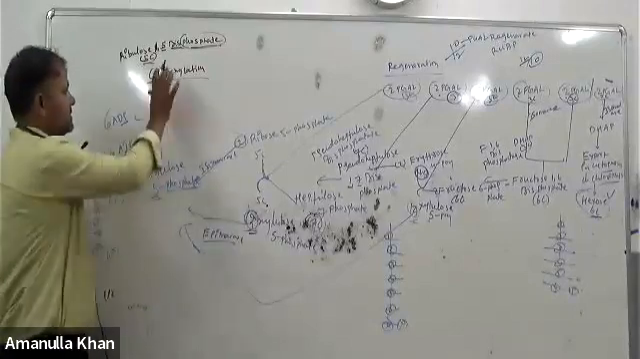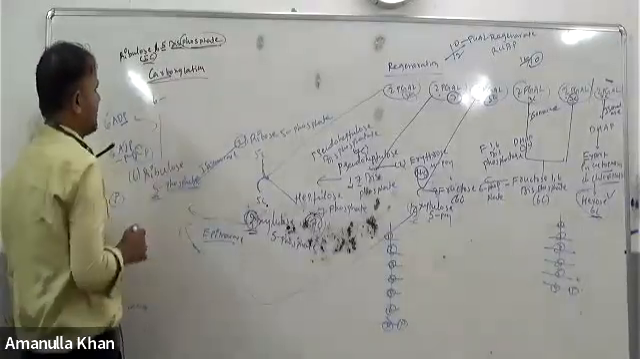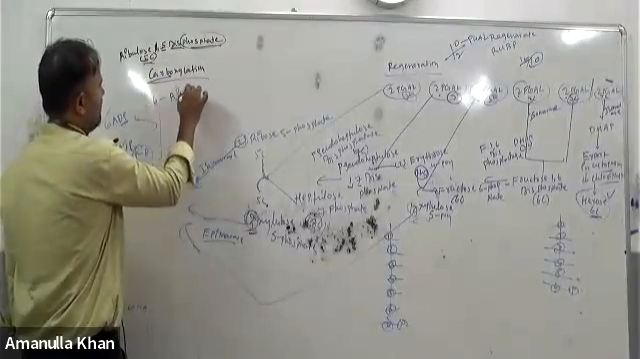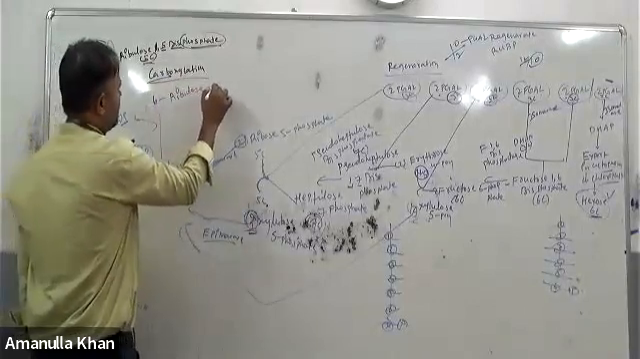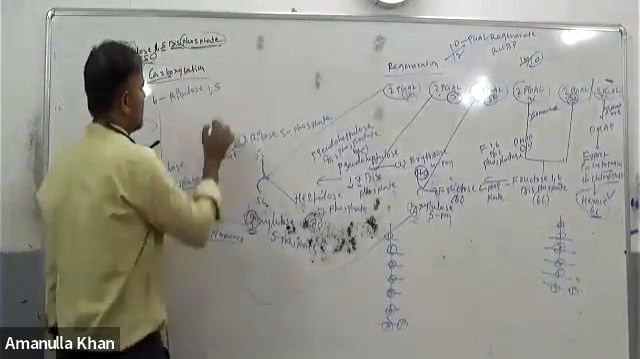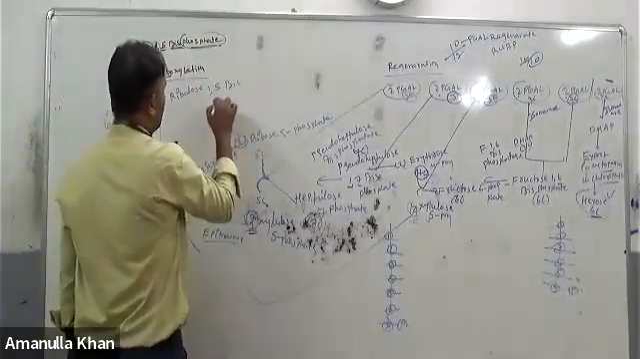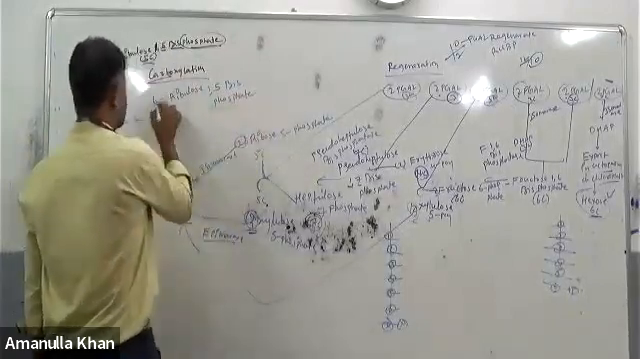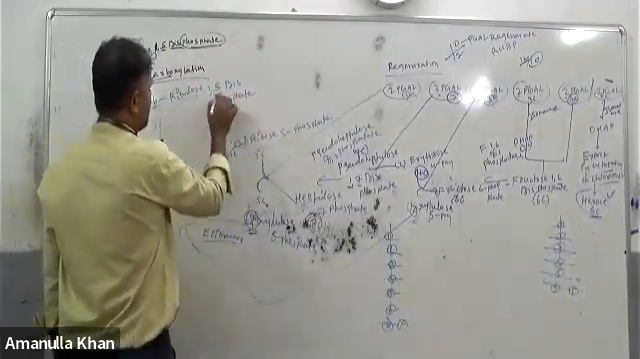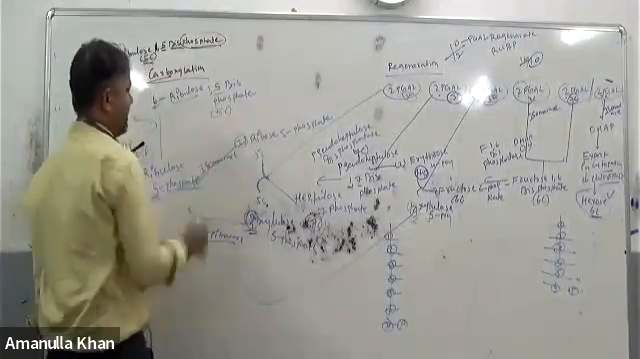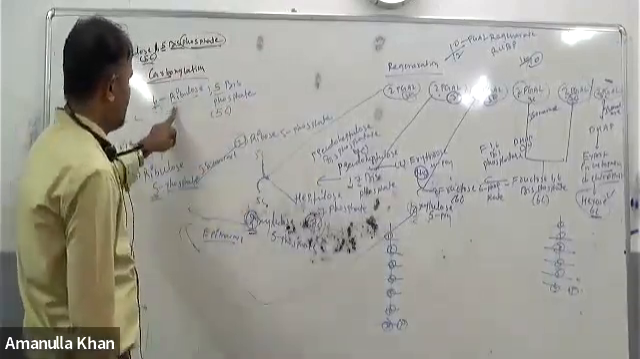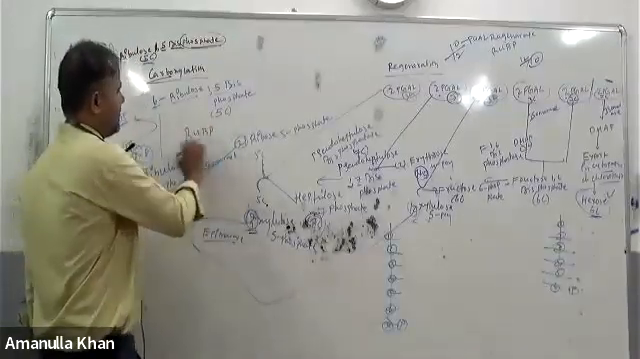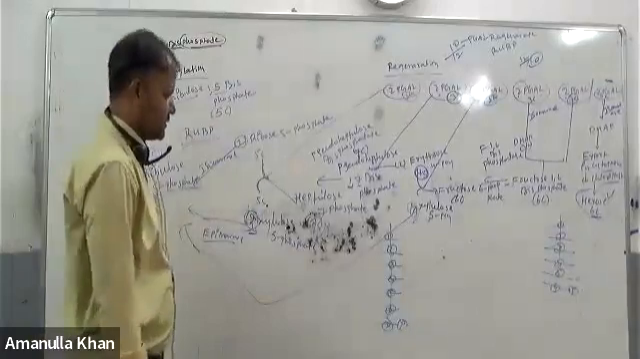So the product is 6 molecules of ribulose 1,5-bisphosphate. These are 5 carbon compounds. So RuBP is regenerated. This total step is called regeneration.